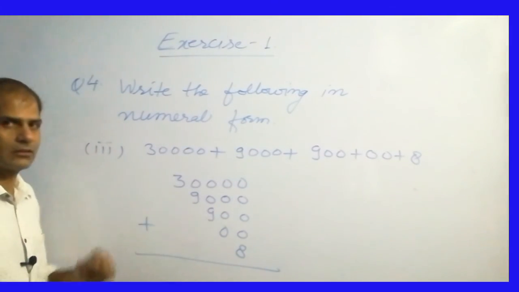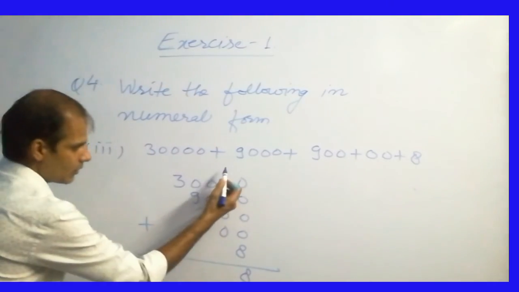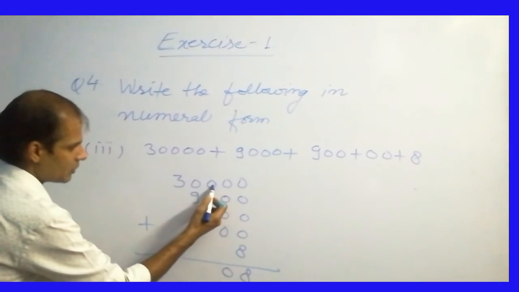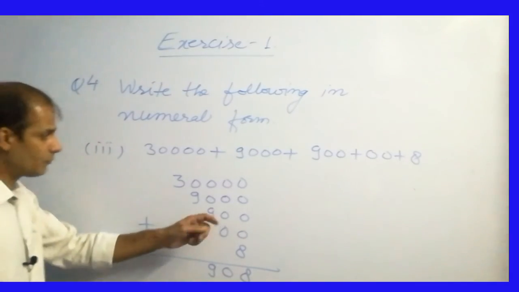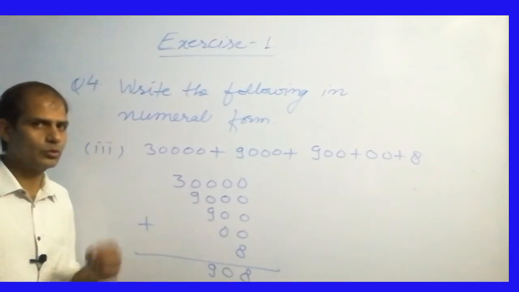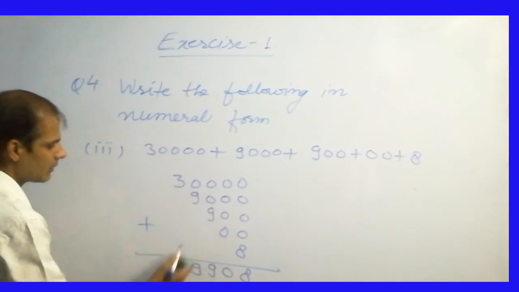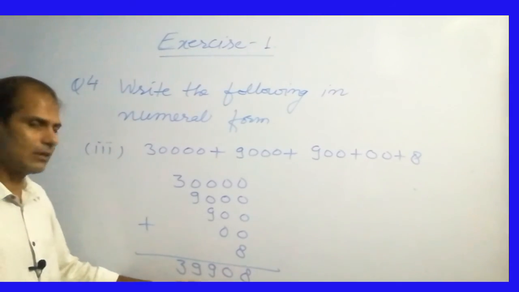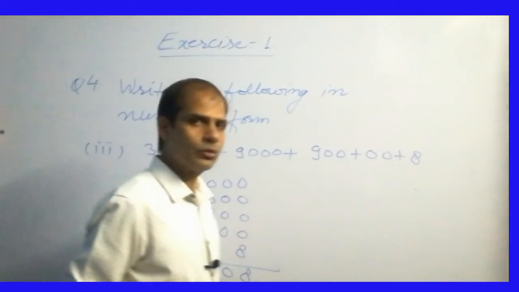Now add all these digits. If we add these, we get 8. All these are zeros, so you get 0. This is 0 plus 0 plus 9. So it is 9, because if you add any number with 0, you get the same number. Then 0 plus 9, again 9, and this is 3. So the answer is 39,908.